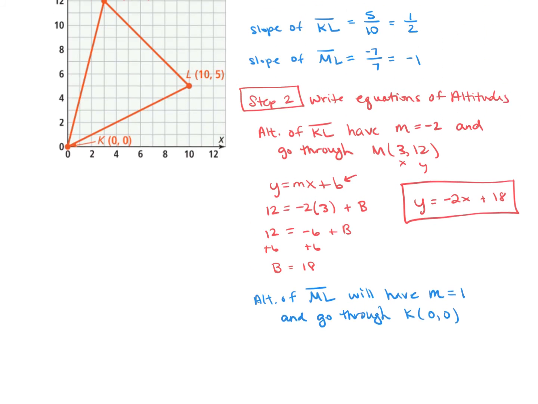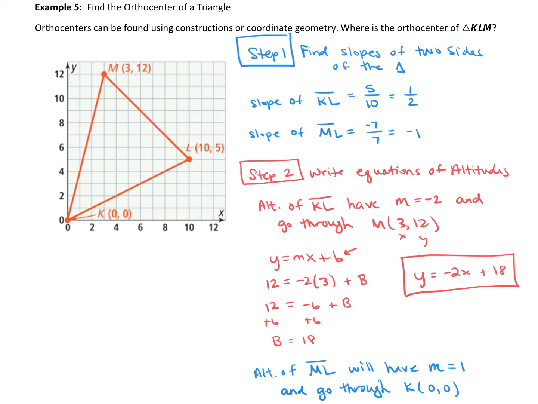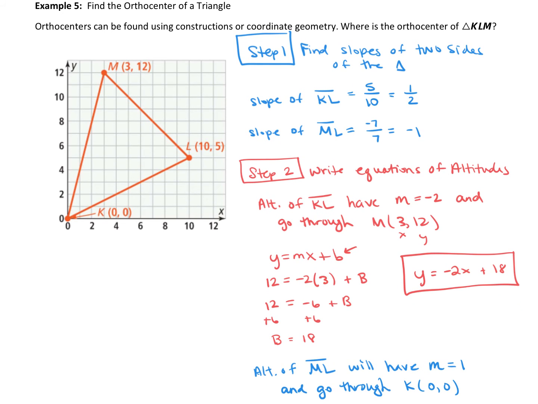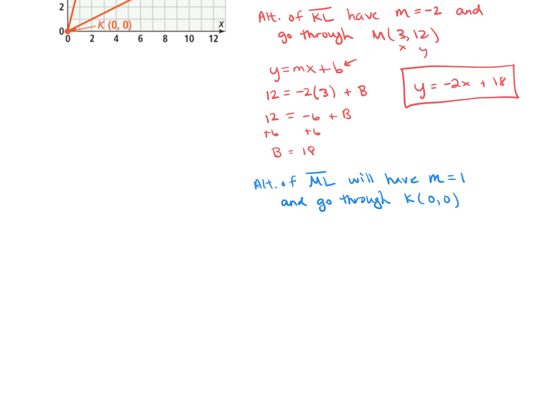Let me just show you in the picture what we're talking about. First we found the slope of ML. Now we want to write the equation of the altitude of this. So we need the perpendicular slope to ML, which is +1, and it's going to go through the opposite vertex, which is K. So we're going to have a line going through K, hitting the opposite side with a slope of 1. That will be perpendicular. That will be an altitude.